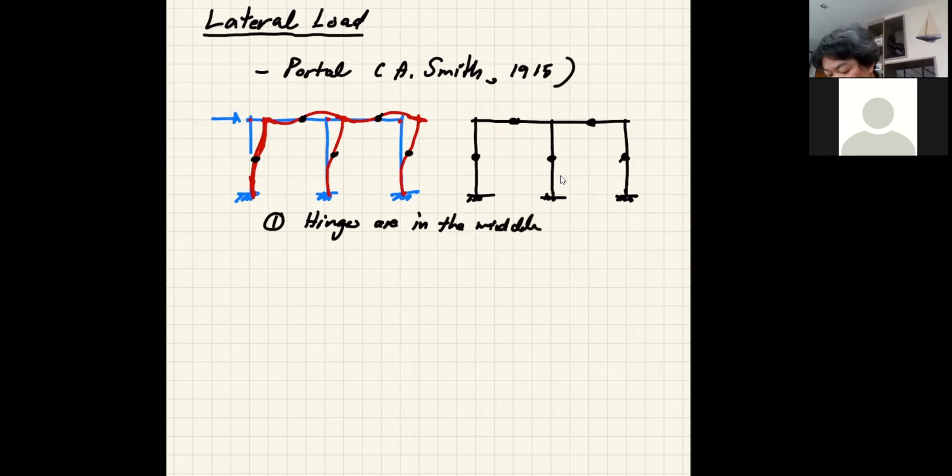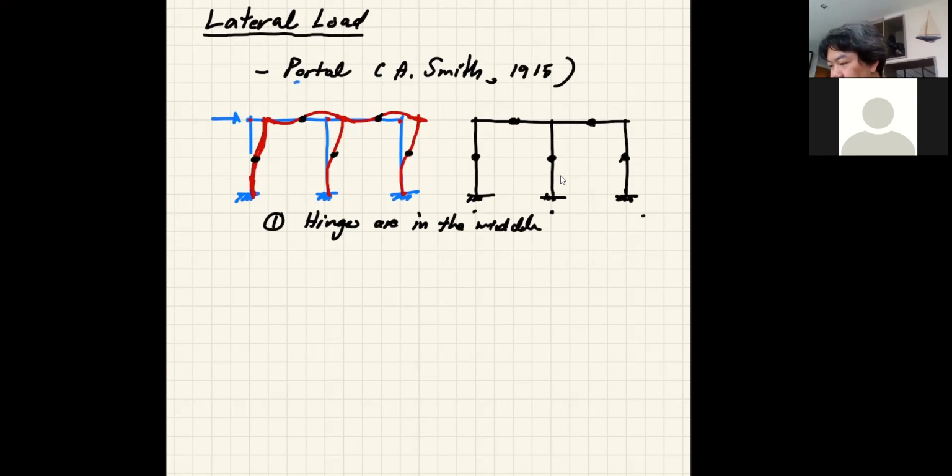Okay, but you see, this is not enough yet to solve the structure. Because you see that you have 9 reactions here: 1, 2, 3, 4, 5, 6, 7, 8, 9, and that means you have 6 degrees of redundancy. You just add 5 hinges, so one more thing is needed. That is this.